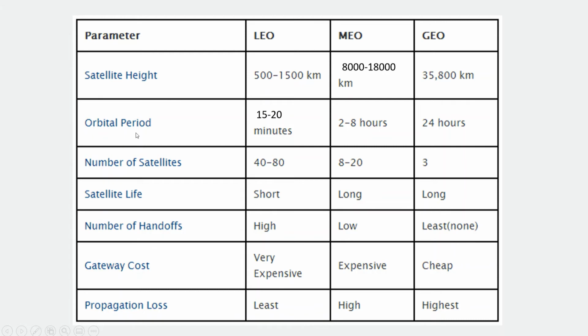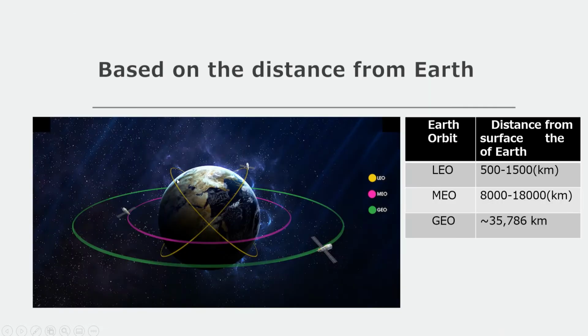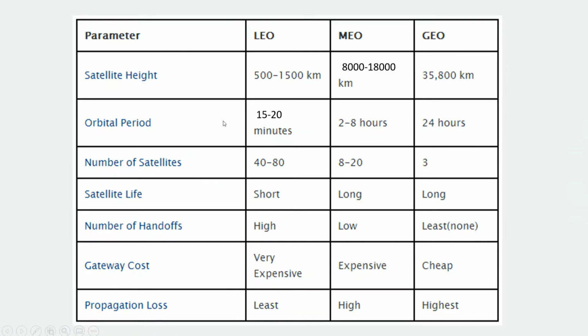And coming to the orbital period, it is nothing but the time taken by the satellite to complete one rotation around the Earth. As the LEO satellites are very near to the Earth, to balance the gravitational force, these satellites rotate at a maximum speed. So these LEO satellites take a very short period of time to complete one orbit around the Earth, which is nearly 15 to 20 minutes. These 15 minutes are taken by satellites revolving at a distance of 500 kilometers, and a maximum of 20 minutes at 1500 kilometers.